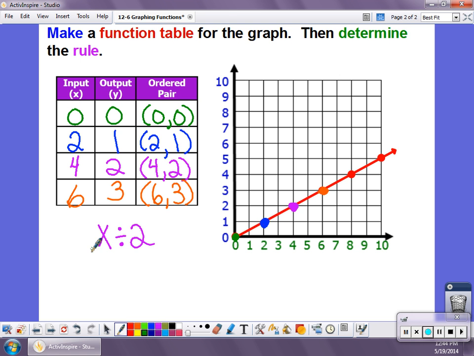Now what we're going to do is we're not just going to leave our rule like that. We want to make this rule work for our ordered pairs. So it's not just x divided by 2. That is going to give me my y value. So x divided by 2 equals y. Because remember, that's going to equal my output. And you can also write it with the y in front if you want, in which case it would look like this: y equals x divided by 2.